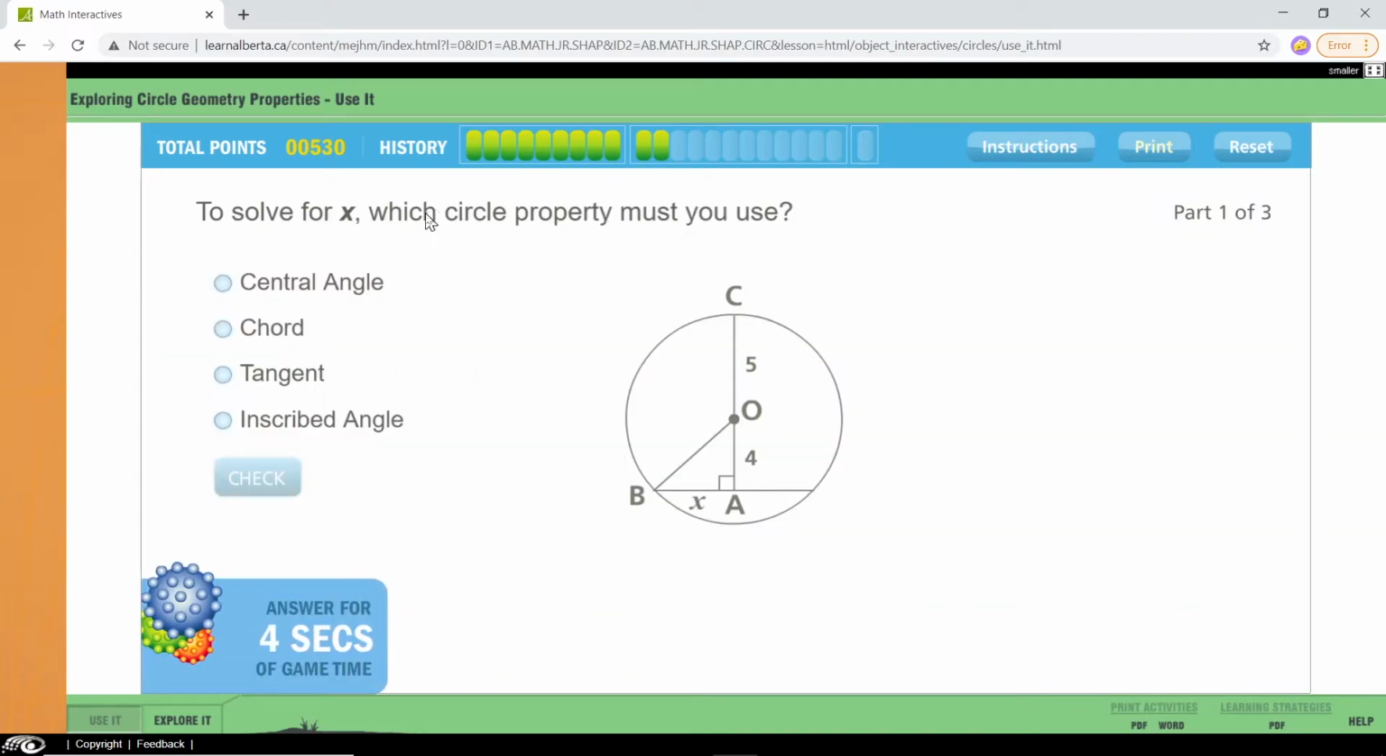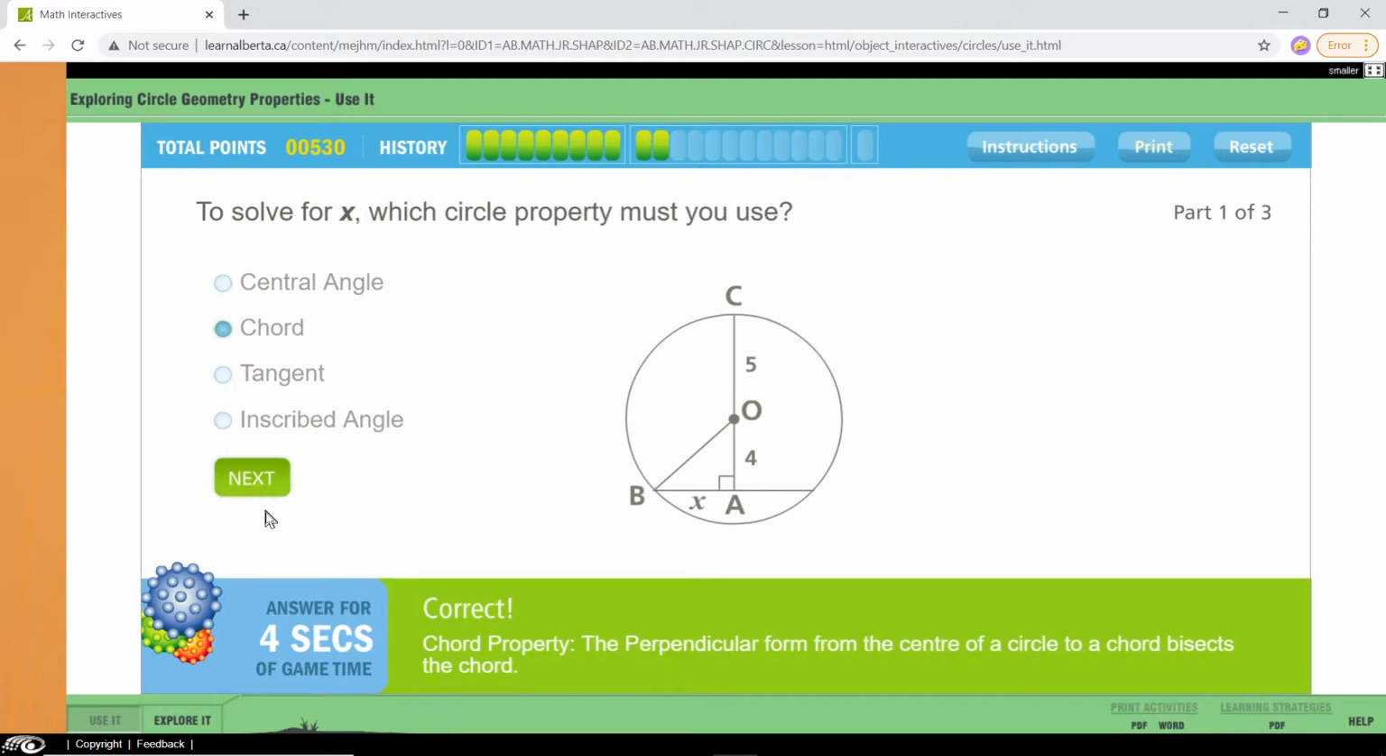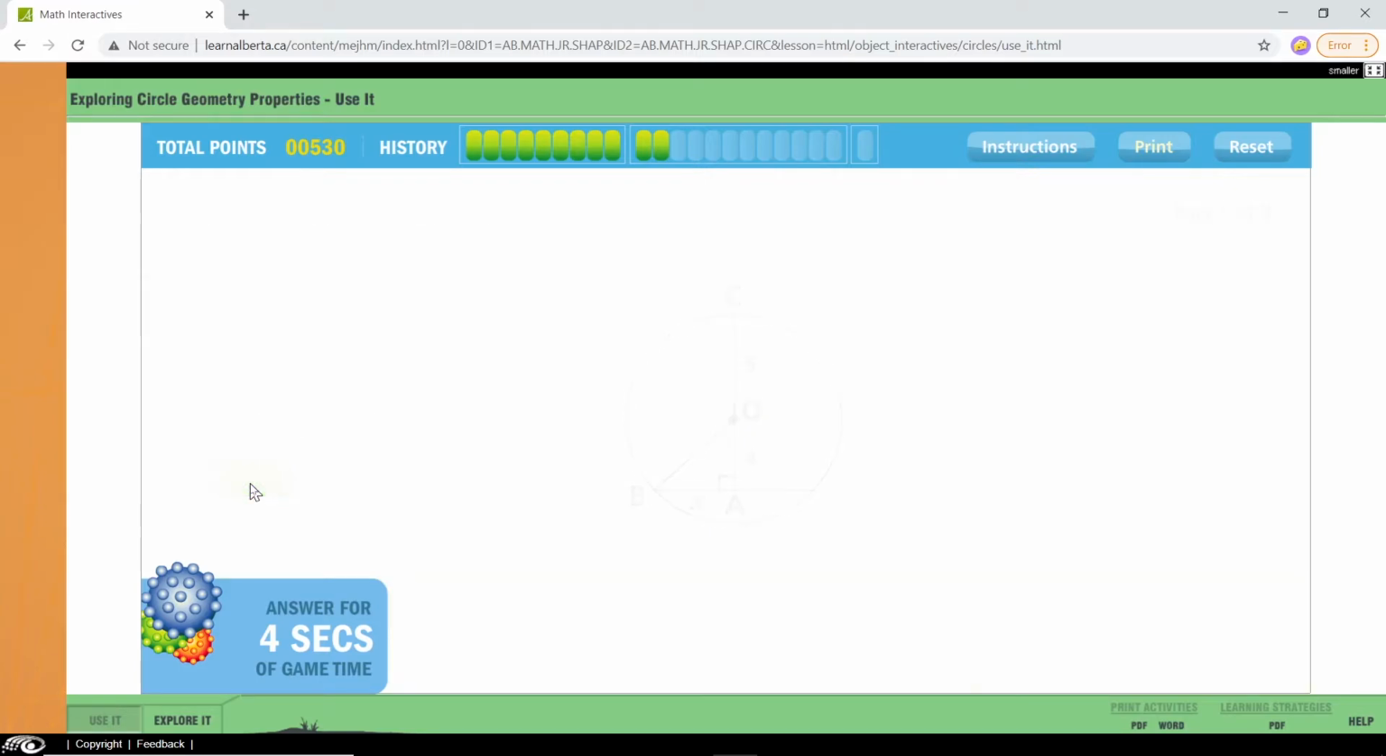Right, to solve for x, which circle property must you use? As you can see, there's a perpendicular and there's a chord. So the property we are using is the chord property. Why? Because the perpendicular from the center of the circle to a chord bisects the chord. Alright, next.